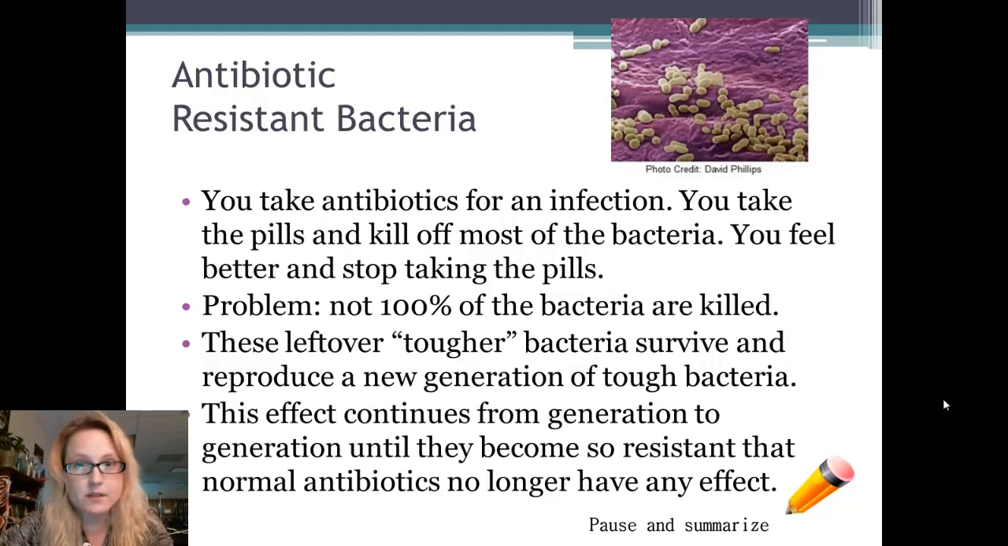And this is the reason why when you're prescribed an antibiotic, you need to make sure you take the entire prescription to make sure you get rid of all the bacteria in your system. Because if you leave some behind, those will come back and may be more resistant.